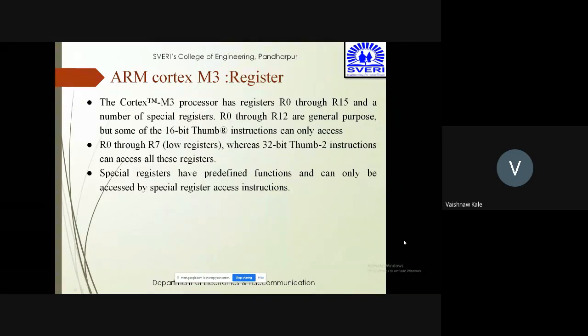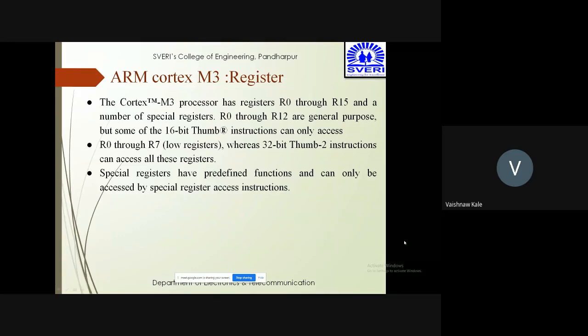R0 through R12 are general purpose, but some of the 16-bit Thumb instructions can only access R0 through R7, whereas 32-bit Thumb-2 instructions can access all these registers. So this means that of R0 to R12, some of the 16-bit instructions can only access R0 to R7, but 32-bit Thumb-2 instructions can access all these registers.